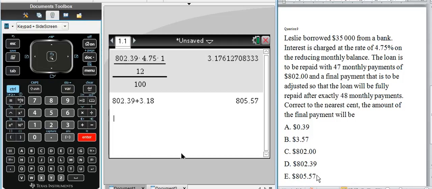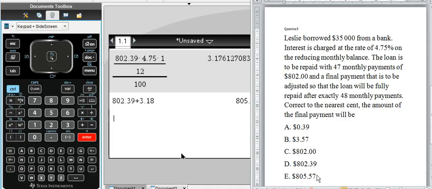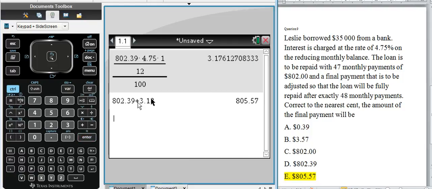It did ask correct to the nearest cent, so there it is, option E, our correct answer. This is similar to that challenge problem where you have to go through and figure out what extra little bit of interest will be added. In this scenario, instead of paying off $802 in that last payment and then paying off about $4 in the last month, they just say chuck it all on that last payment, pay that little bit extra, and be done with the loan.